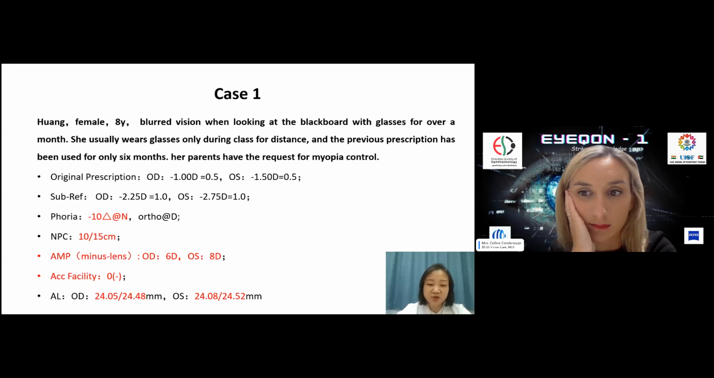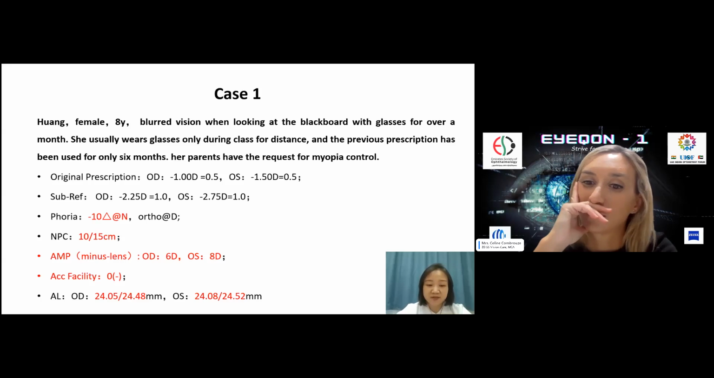Moreover, the patient's axial length has increased by more than 0.4 millimeters over the past 6 months, suggesting that the increase of myopia diopter was matched by the growth of the axial length of the eyes. For this patient, no other abnormalities were detected during the examination of the eyes.